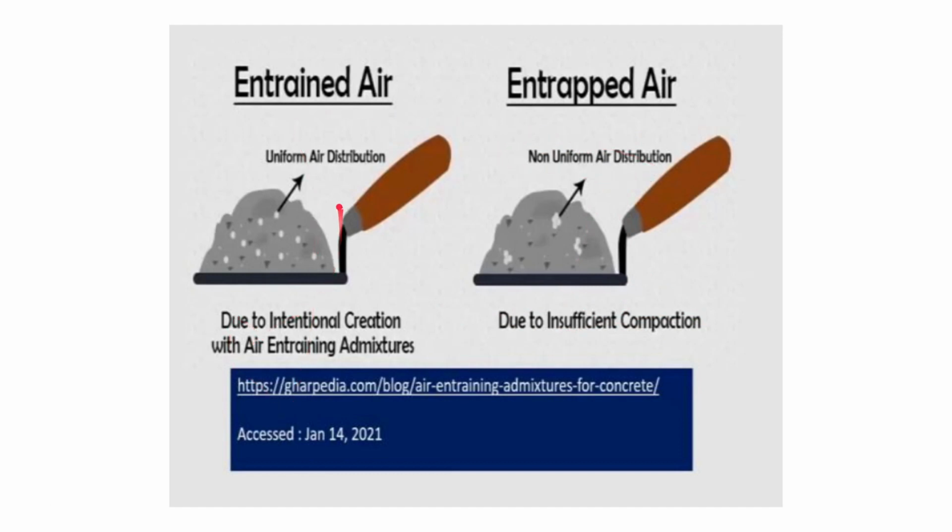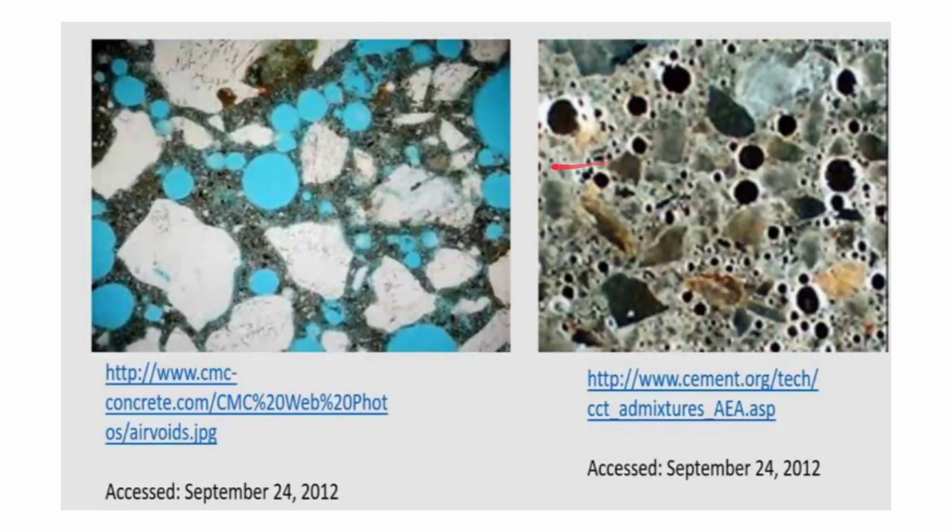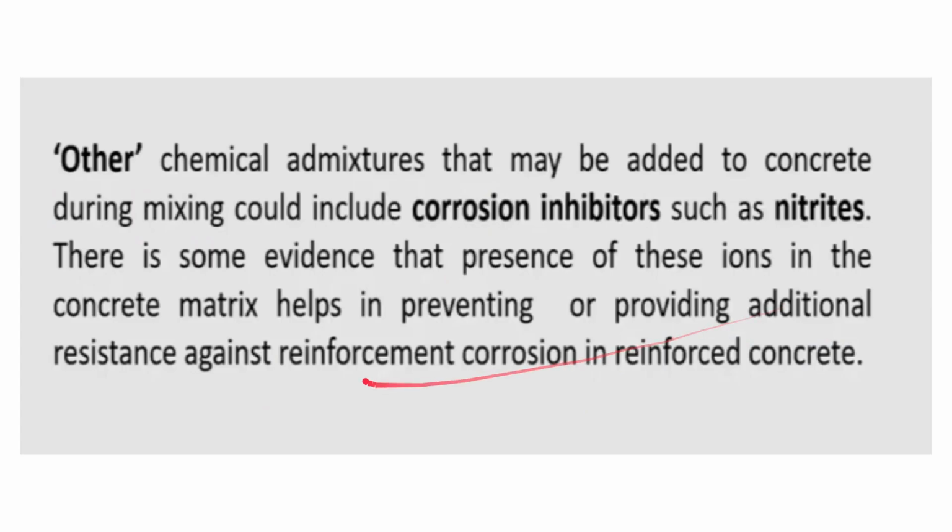So air entrainment is mainly due to intentional creation with air entraining admixtures, but it has one problem: we have to compromise with strength. So there is a catch there. These are the pictures of the entrained as well as the entrapped air.